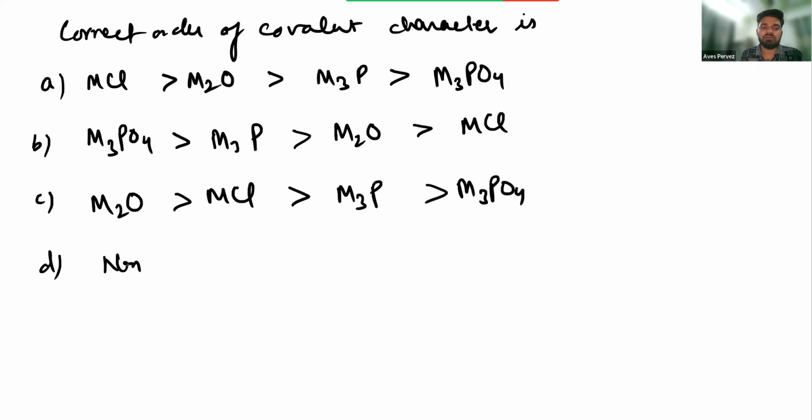None of these. So please tell me which is correct. More the covalent character means less the ionic character; more the polarity, more the distortion of the electron cloud. We will say that more will be the covalent character. We have studied in the previous classes how the polarity depends. So can you tell me which is the correct option?